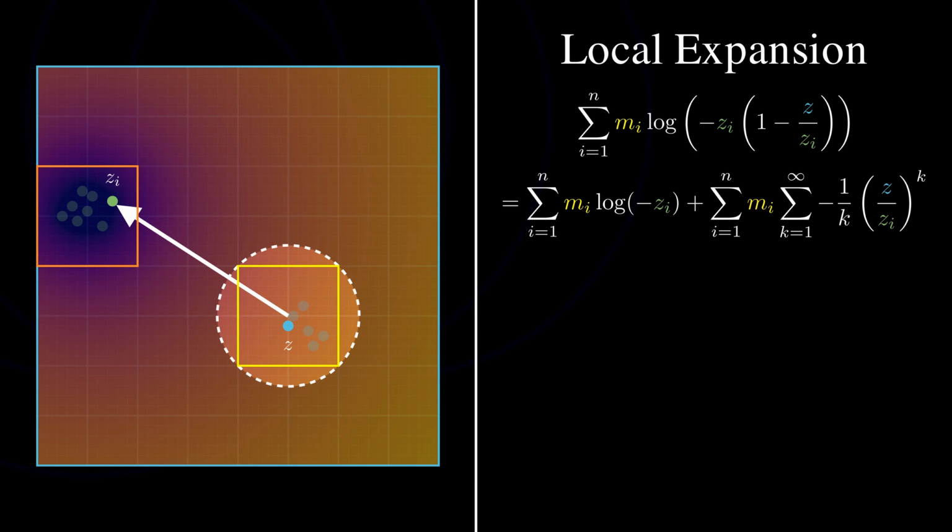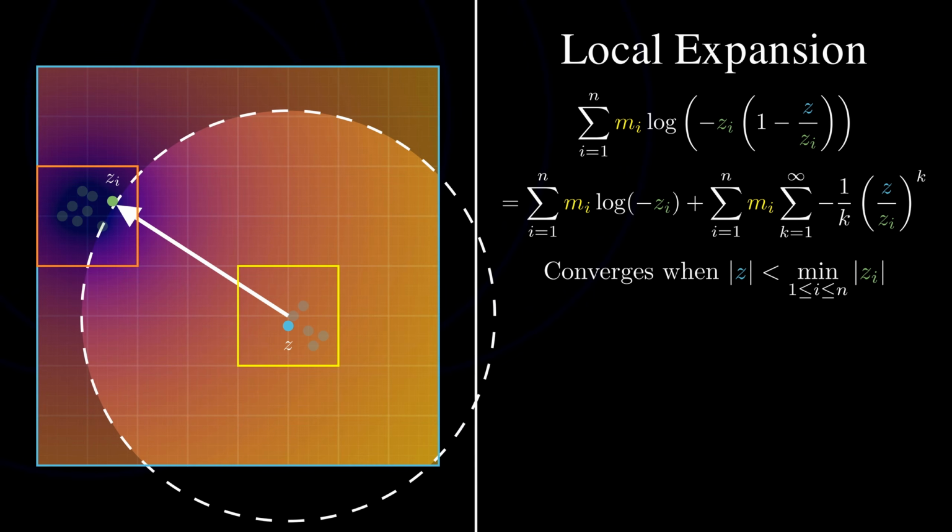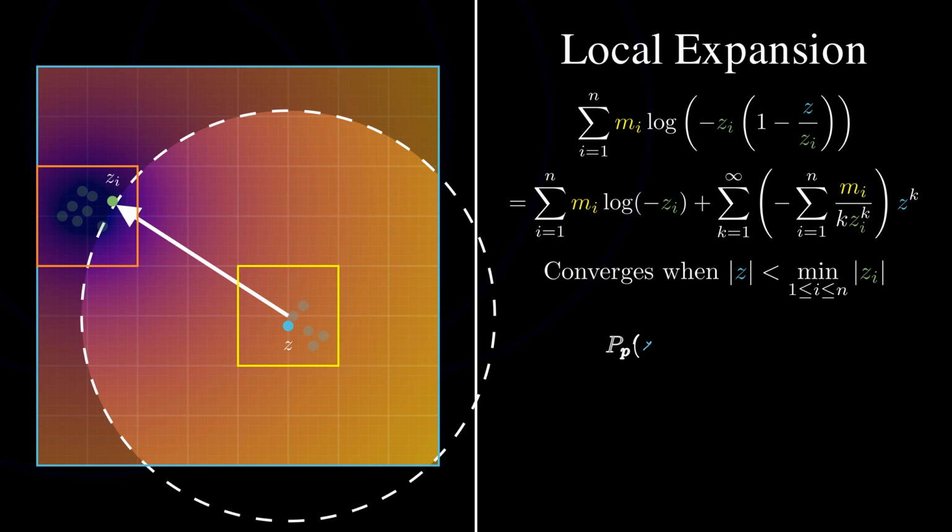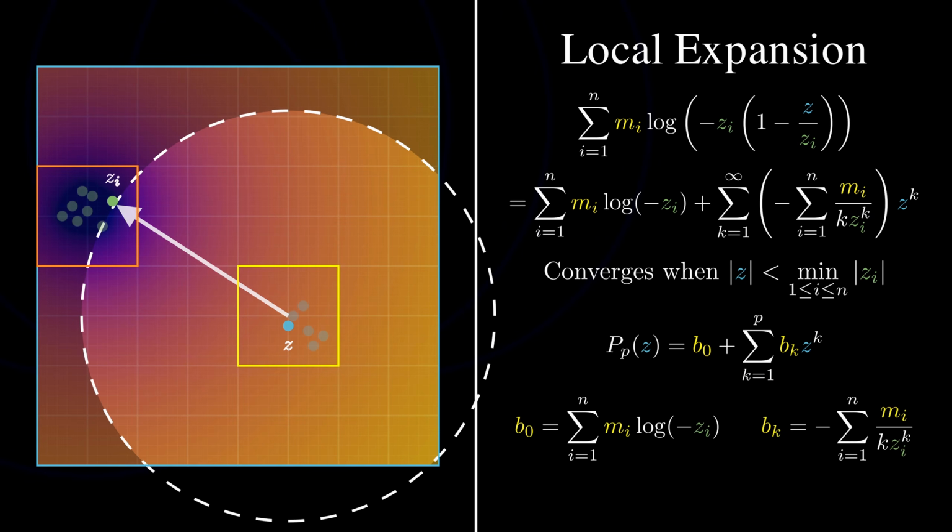The specific radius of convergence here is going to be equal to the magnitude of the closest source point. If we're within the circle, then the magnitude of z is going to be less than the magnitude of all source points, so z over zi is going to have magnitude less than 1, and the series converges. Just like before, we can transform it into a polynomial in terms of z by grouping the z to the power of k terms together. And there, that's our local Taylor expansion.